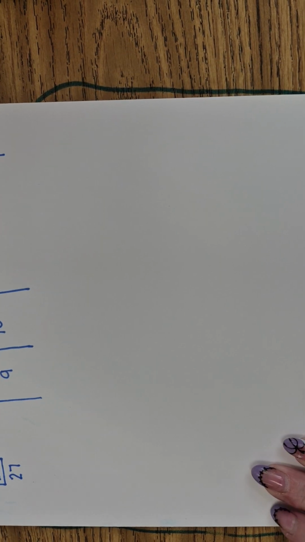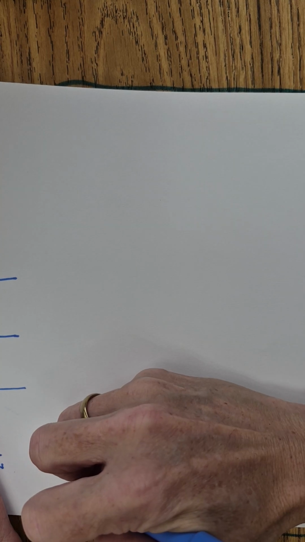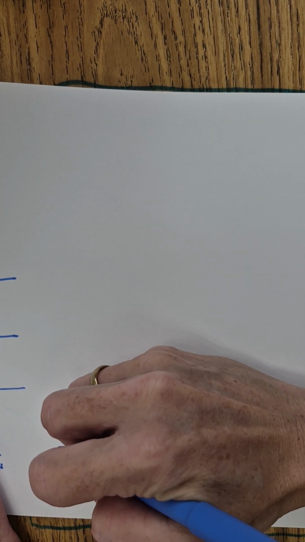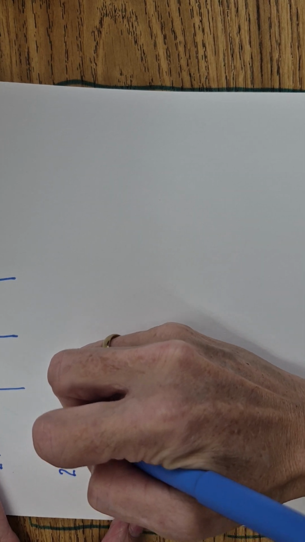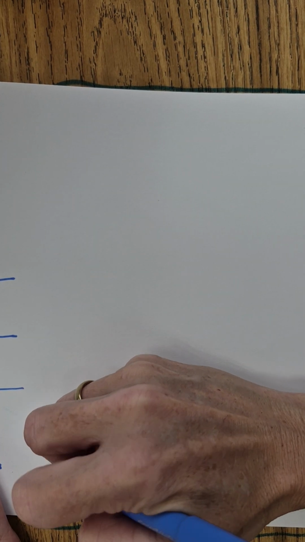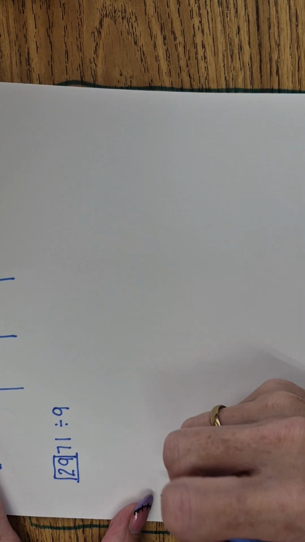All right, let's do another one that doesn't use our threes tables. Let's use a different one. Let's do 2,971 divided by 9. Okay, we are boxing off our first 2 digits. So that is 29. Now I'm thinking about my nines tables.